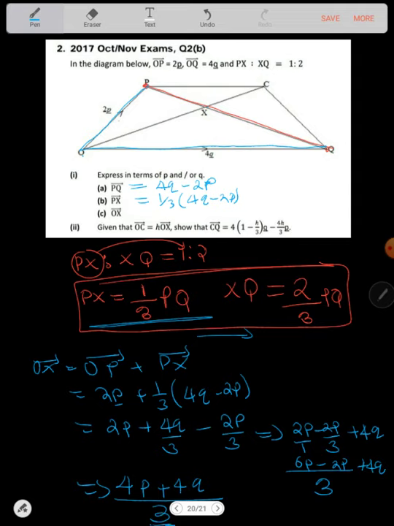So we are going to just copy that one and write it there: 4P over 3 plus 4Q. Sorry, not over 3 for the Q. The only one which has got the 3 is the P term, this side. So this is for this.